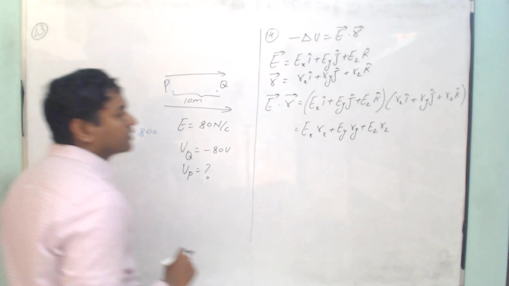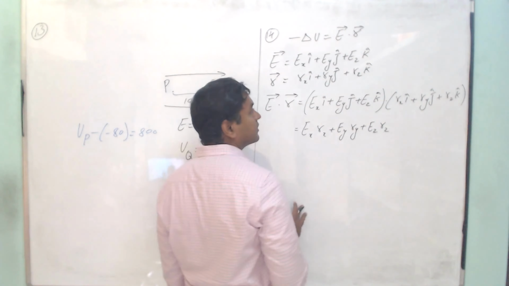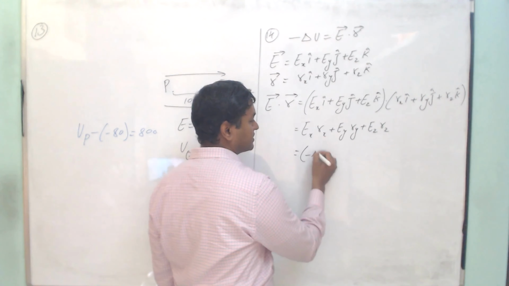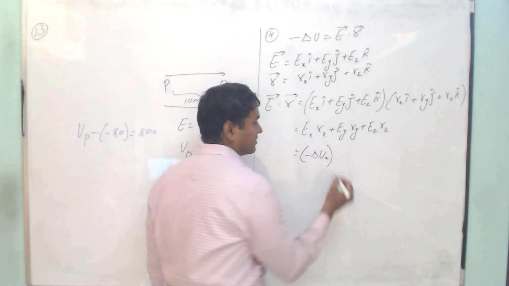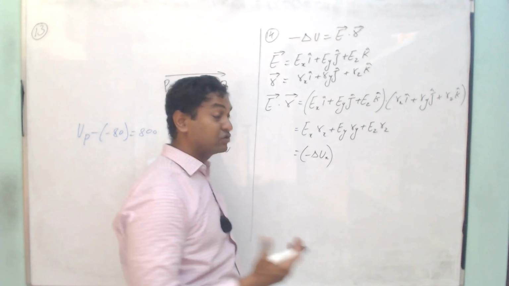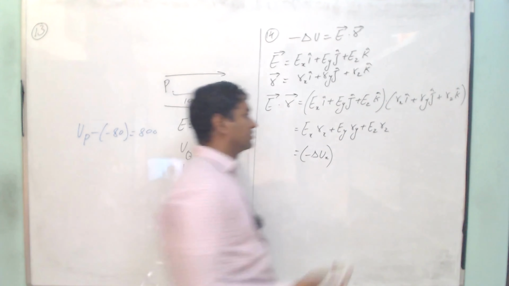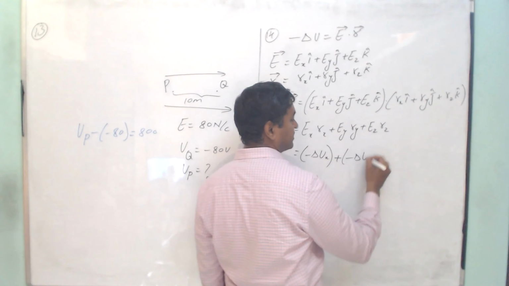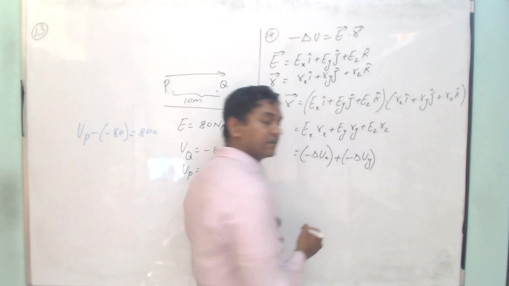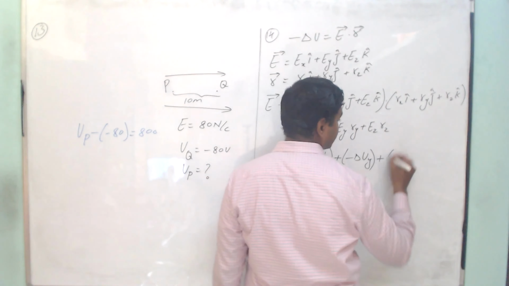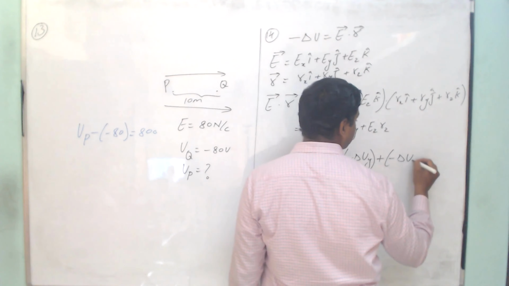Yes, sir. If you look at it, I can write this only as minus delta VX. ExRx is actually representing that, and EyRy is representing my delta VY. And EzRz is representing my delta VZ.